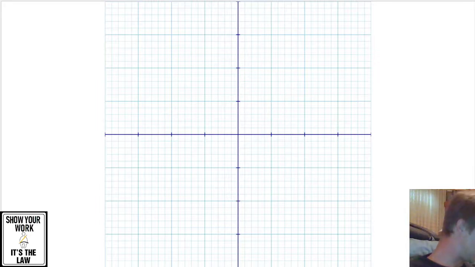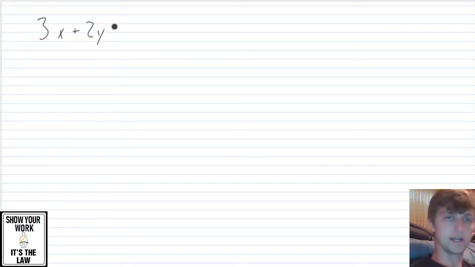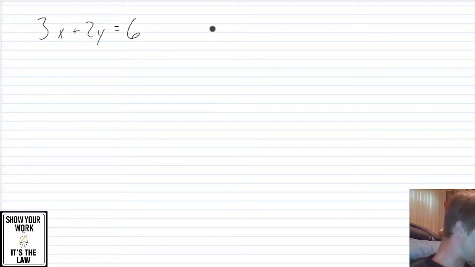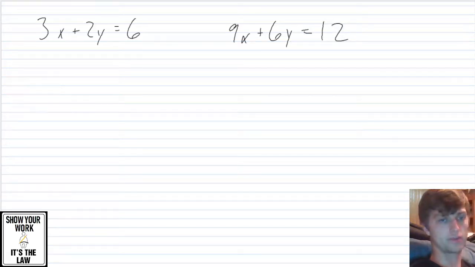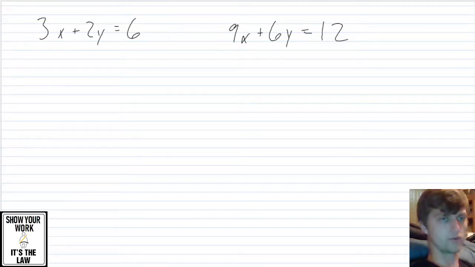Let's look at 3.6b for an example. It says, we have line 1, it is 3x plus 2y equals 6, and then we have another line, 9x plus 6y equals 12. Are these two lines parallel or perpendicular? We don't know yet until we get our lines into slope-intercept form. Remember, slope-intercept form just means get y by itself.